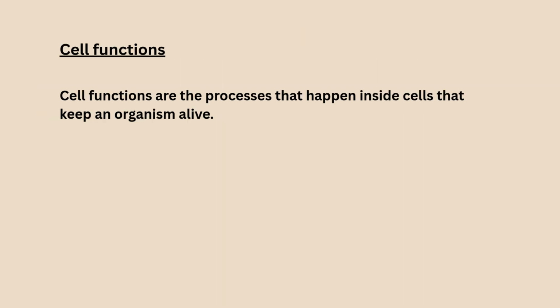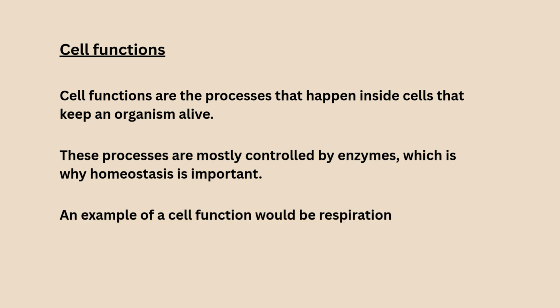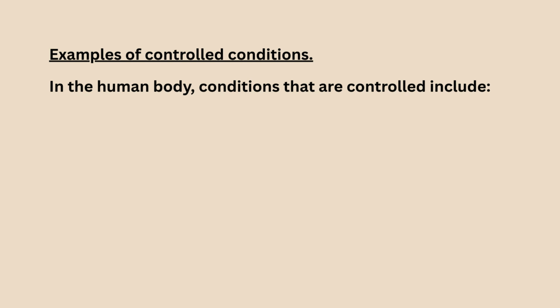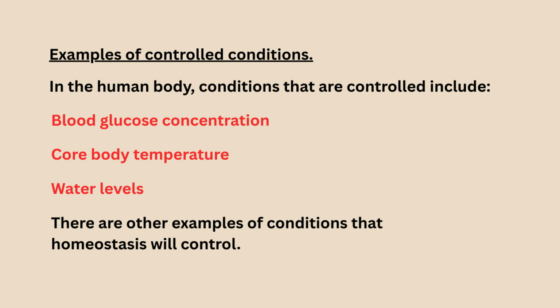sustained. Cell functions are the processes that happen inside cells that keep an organism alive. These processes are mainly controlled by enzymes, which is why homeostasis is important. An example of a cell function would be respiration. In the human body, conditions that are controlled include blood glucose concentration, core body temperature, water levels. There are other examples of conditions that homeostasis will control in the human body, but they are not listed here.